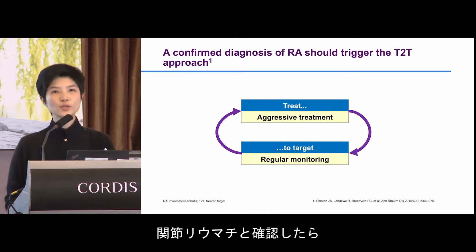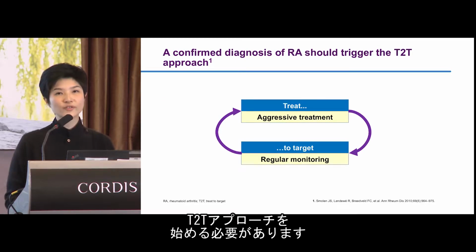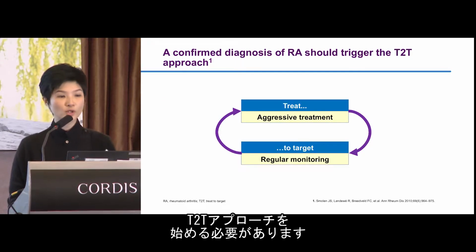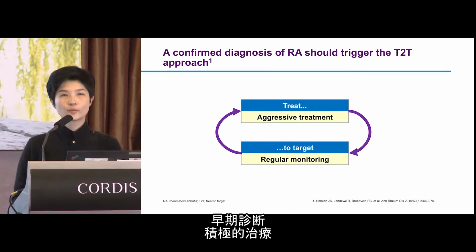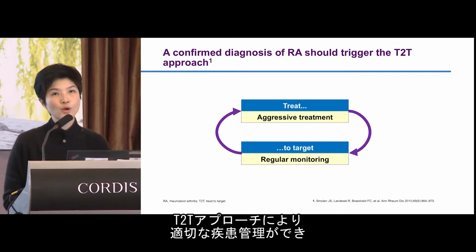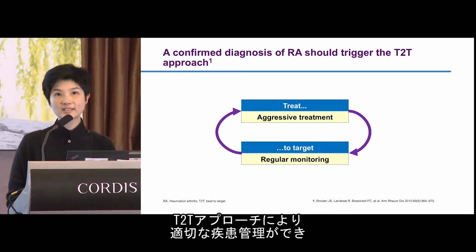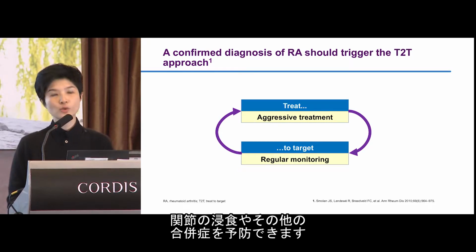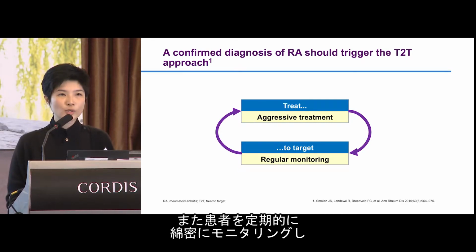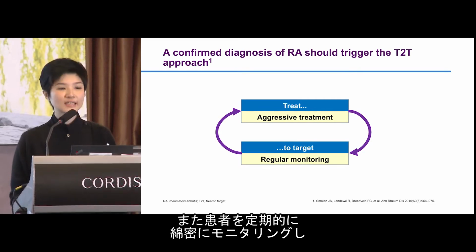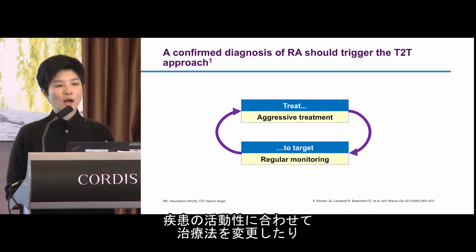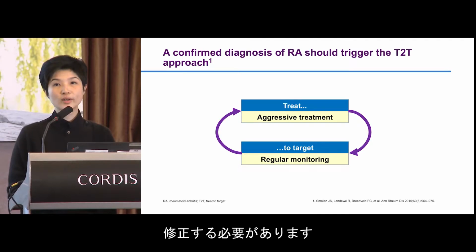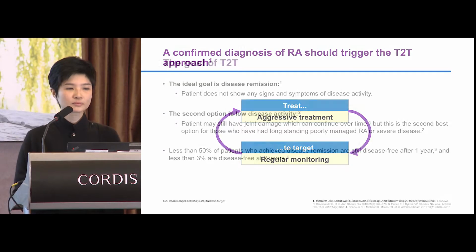So we need a treat-to-target approach once we confirm the patient has rheumatoid arthritis. So with early diagnosis and aggressive treatment, the treat-to-target approach allows adequate disease control, prevents joint erosions, and also other complications in rheumatoid arthritis. And we should monitor patients regularly and closely, and also should make changes and adjustments to the treatment according to their disease activity.